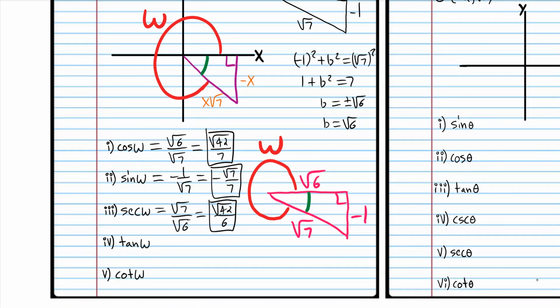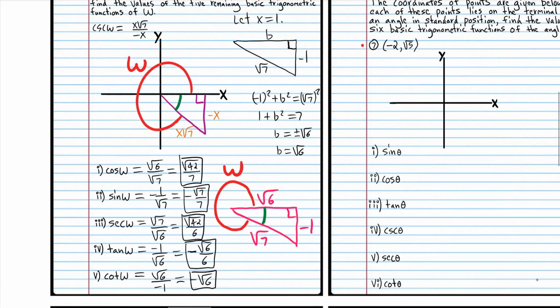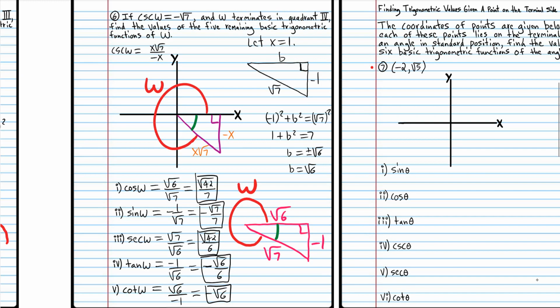And you cannot simplify these fractions because we can't divide root 42 by 7 or by 6. It's not 42, it's root 42. Tangent omega is the side opposite the green reference angle divided by the side adjacent to the green reference angle. Multiply both sides by root 6 and we can rationalize the denominator. Cotangent omega is the side adjacent to the green reference angle divided by the side opposite the green reference angle, so we get negative root 6. So if you got that one right, very good. Good job.